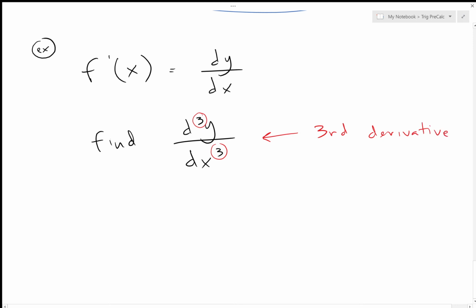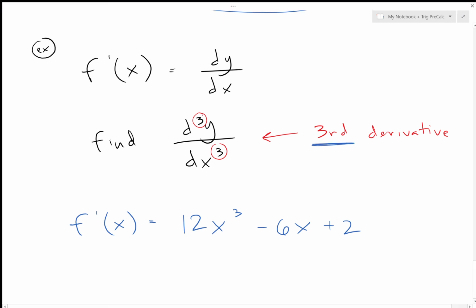So do it once, do it twice. All right. So what they're going to give us, let's say they tell us that the derivative of a function is 12x cubed minus 6x plus 2. They want us to find the third derivative.